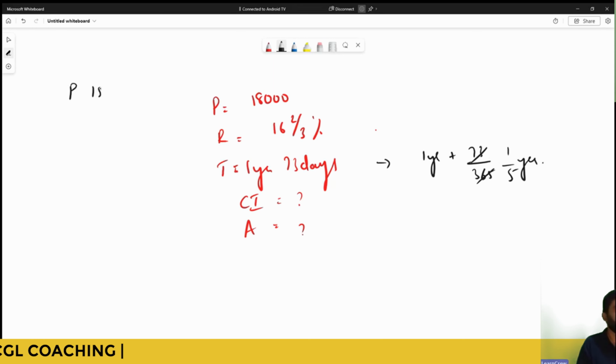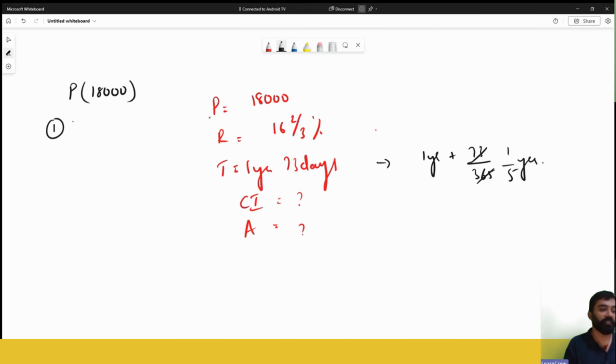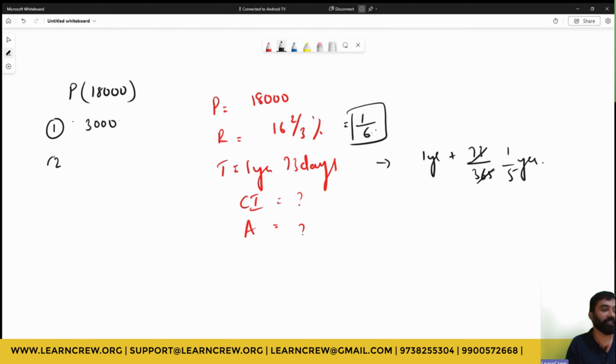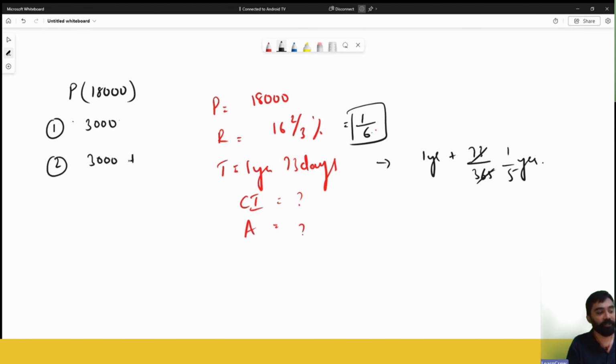Now the principal is 18,000. First year, how much is this one? It is going to be 50/3, that is nothing but 1/6, right? So 1/6 of 18,000 is how much? What's the answer? 3,000. Second year, it is going to be 3,000 plus 1/6 of 3,000. That is nothing but what is 1/6 of 3,000?